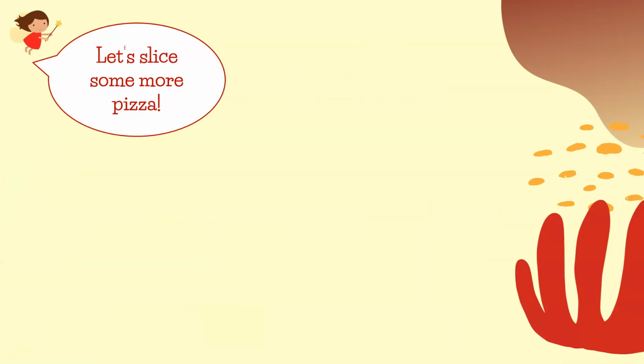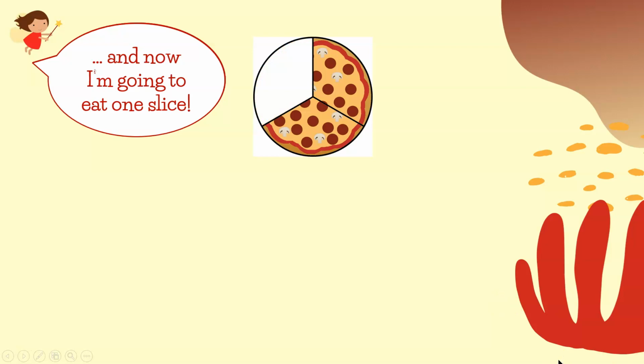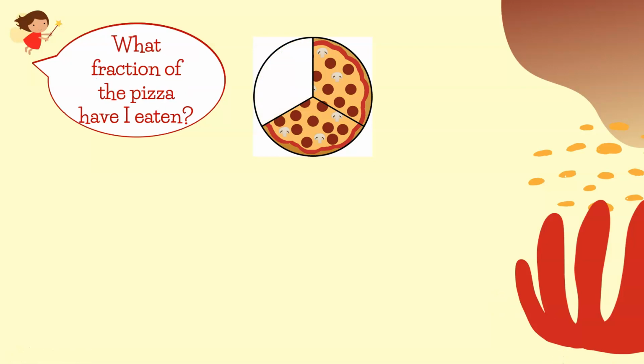Let's slice up some more pizza. Are you full yet? I've sliced this one into 3 equal slices. And now I'm going to eat 1 slice. What fraction of the pizza have I eaten? Well, I've cut it into 3 equal slices, so that's my denominator. And I've eaten 1 slice. That's my numerator.